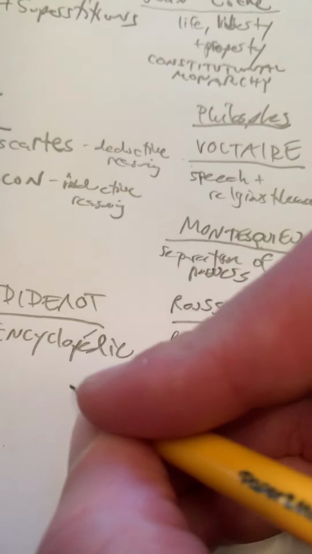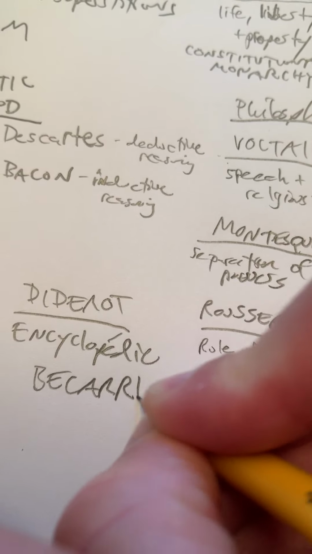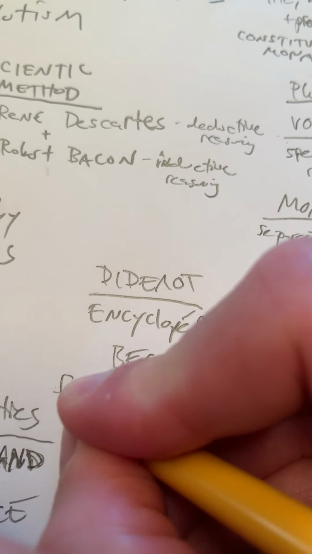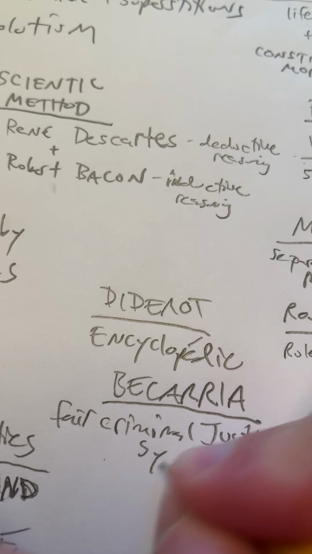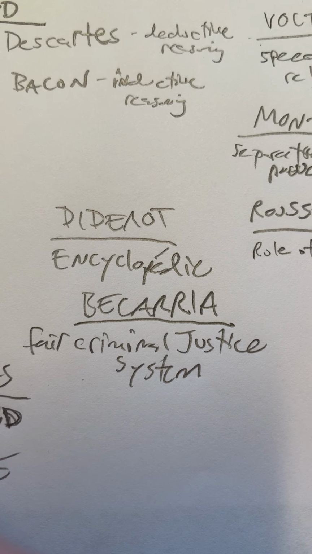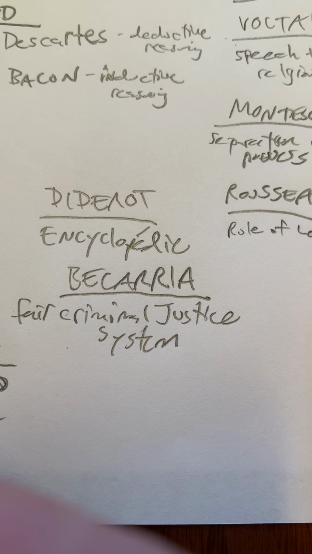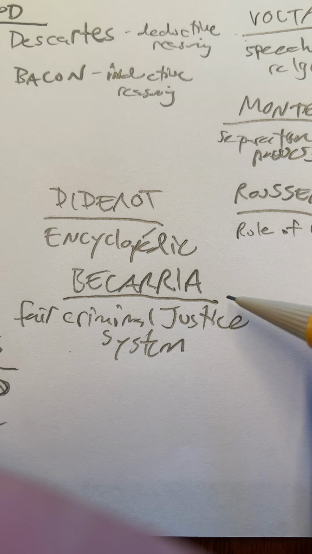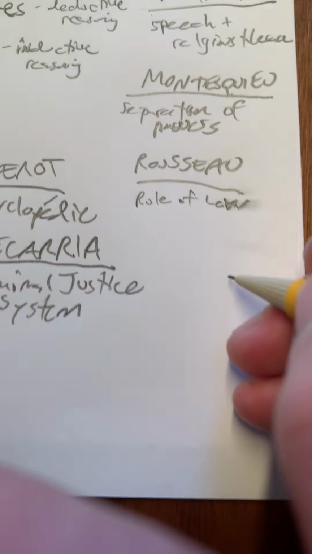Okay, the other two philosophers are Beccaria, Cesare Beccaria, who's Italian, and he writes in favor of a fair criminal justice system and the abolition of torture, and a public justice, a fast and speedy trial, and lots of his writings, which was called On Crimes and Punishments, are in our Constitution.